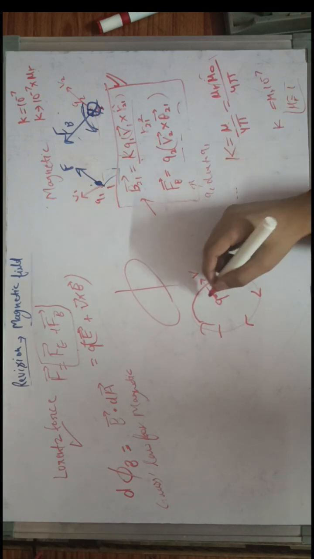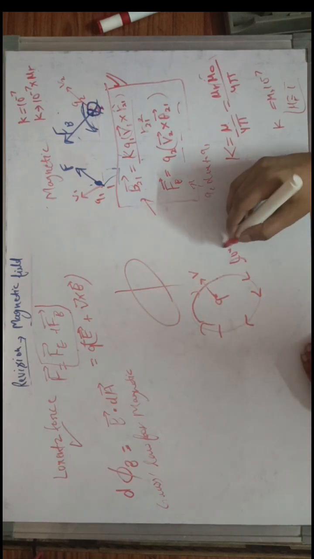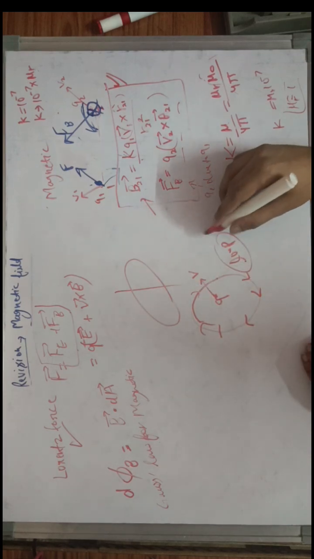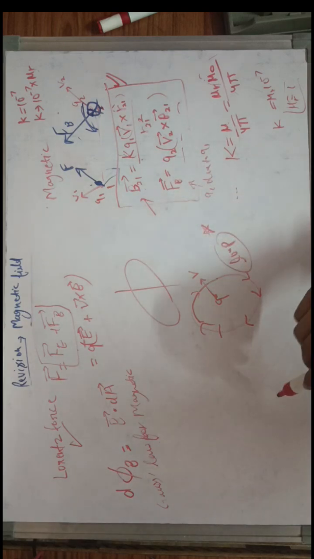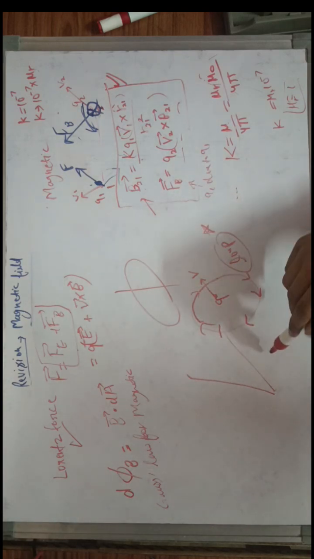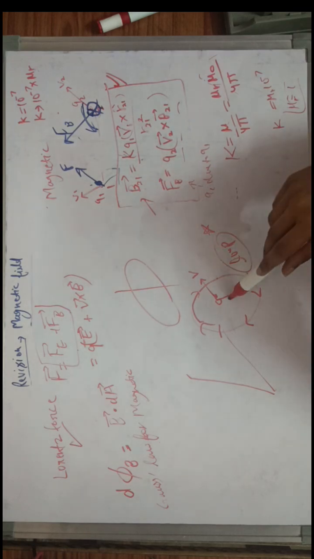And the magnetic fields always occur in loops. This is the important point here. We noted that magnetic fields always occur in loops. In the case of electric field, the electric field lines do not occur in loops, but in the case of magnetic field, it always occurs in loops.